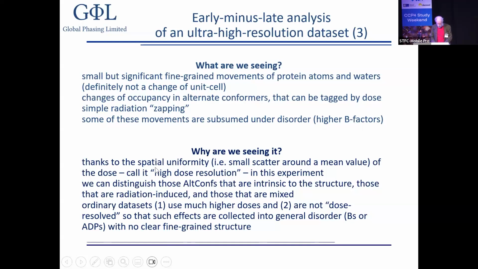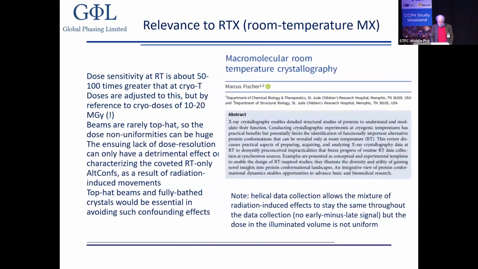So we are seeing this thanks to the spatial uniformity of the dose distribution through the crystal. This is what I call high dose resolution, if you forgive me for coining this expression. So it's because the dose is the same everywhere. So the degree of damage, of modification in these different directions is the same in all the images. So we can distinguish outcomes that are intrinsic to the structure from others that are radiation induced or radiation modified. And of course, in ordinary data sets, you use so much larger doses on smaller crystals. And that dose is not dose resolved because typically you have non-uniform beams. All this just gets put into the B factor rubbish bin. So special relevance, of course, to room temperature macromolecular crystallography, for which this is a terrific review.